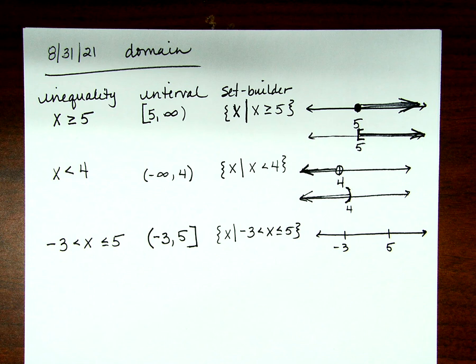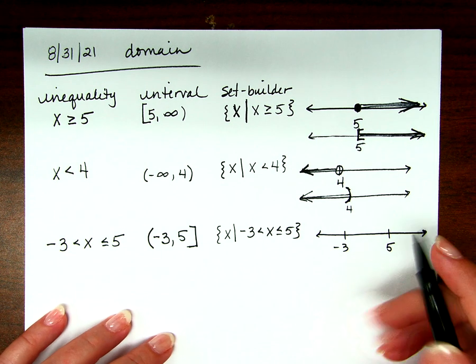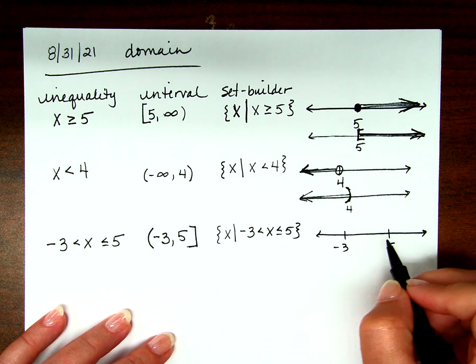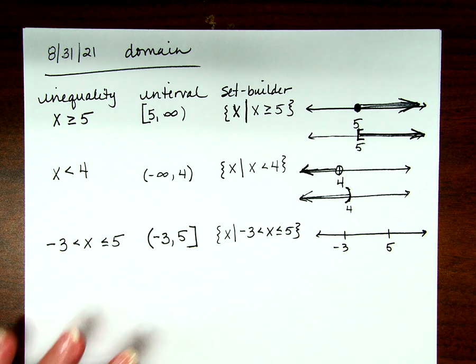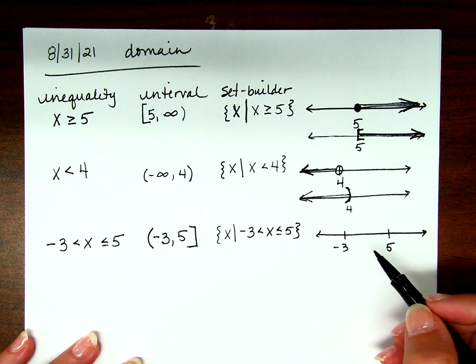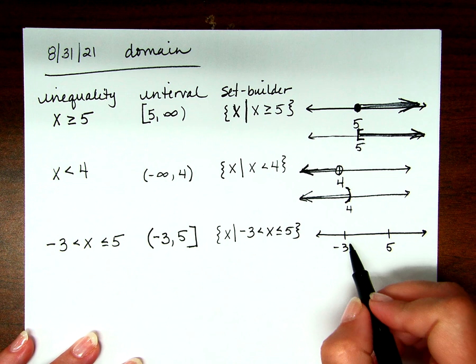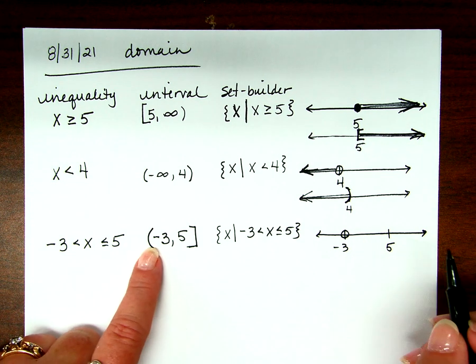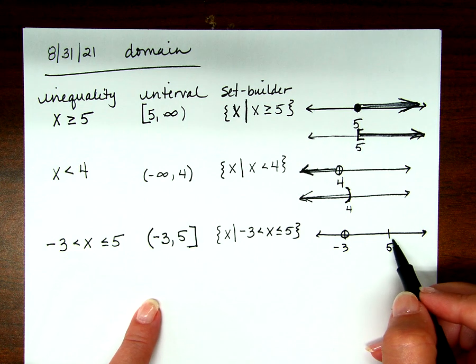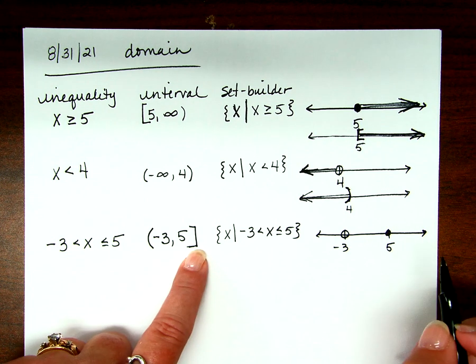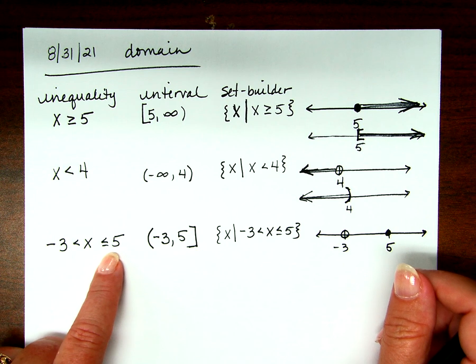So what does the graph look like? Absolutely. Yeah, I want negative 3 and 5 on the graph. So what goes on the negative 3? Why do you say that? Because it's a parenthesis here and it's only less than, right? What goes on the 5? Closed circle, because it's got a bracket or the equal to, right?